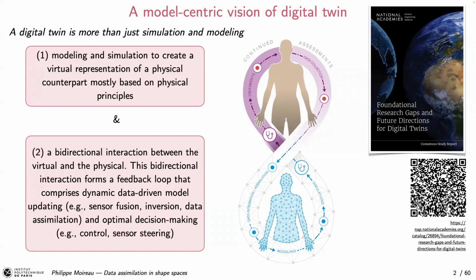So typically, it is a white paper from the Academy of Sciences in the US saying that if we want to talk about digital twin, a digital twin should couple model and data. Okay, and that's typically the purpose of data assimilation when you come from the modeling world, which is my world, typically.